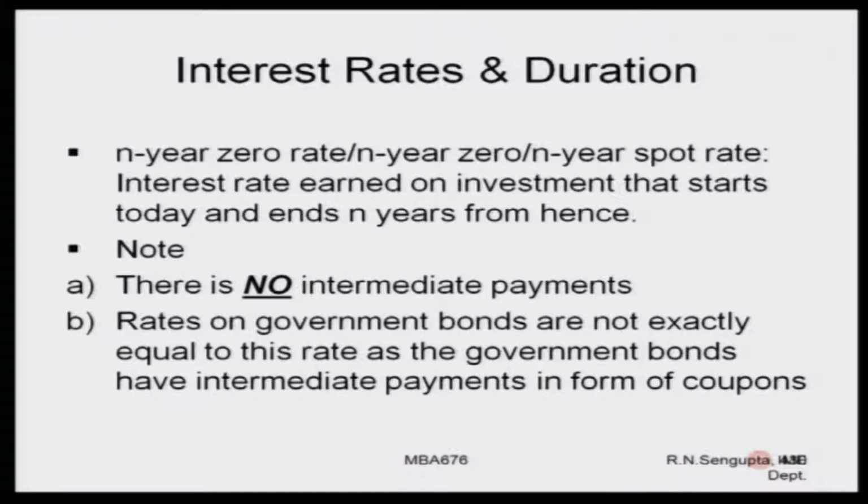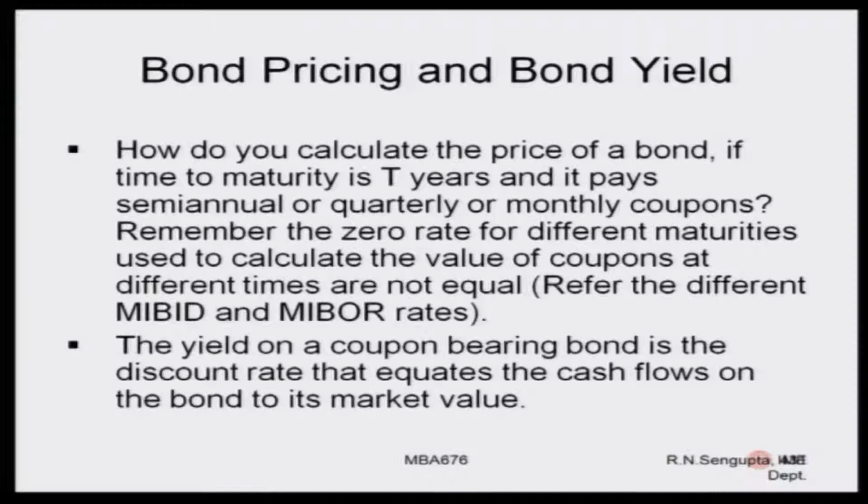Now, we will find out the n-year zero rate or n-year spot rates. Note, for calculation we will consider that no intermittent payments are being paid, that means there is no coupon payment. Rates on government bonds are not exactly equal to this rate, as government bonds have intermittent payments of the coupon rate.